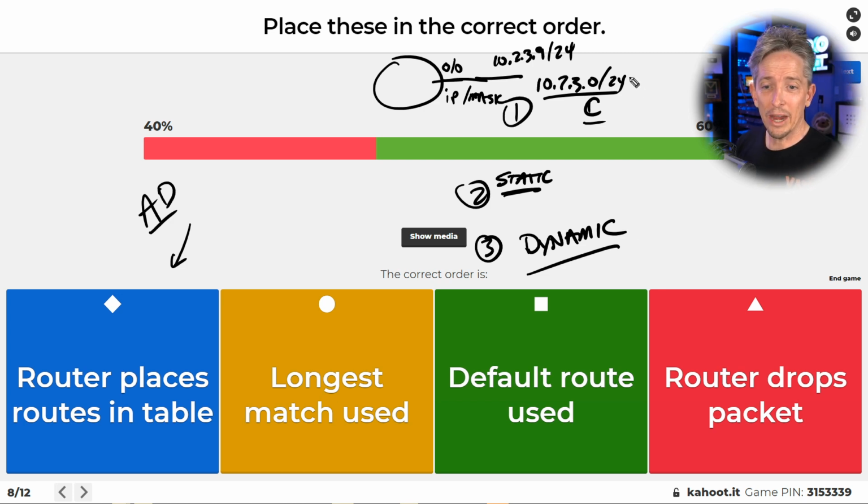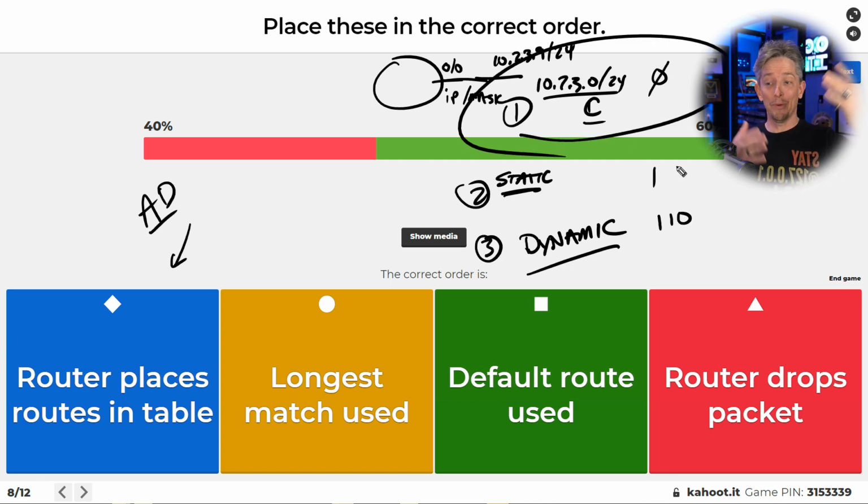And so if we had the same route 10.2.3 that was directly connected, and a static route for 10.2.3, and a dynamic route for 10.2.3, this guy is going to have an AD of 0 because he's directly connected. The static route is going to have a default AD of 1, and the dynamic route, if it's OSPF, is going to have an AD of 110. And which one's going to win? The directly connected because of AD. Boom! Router places routes in the table based on AD.